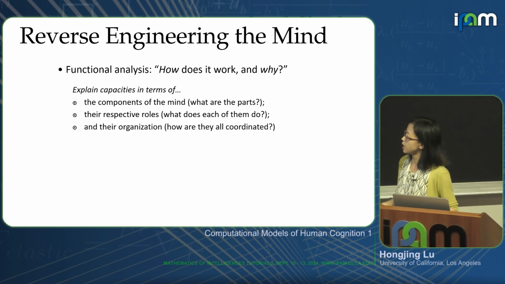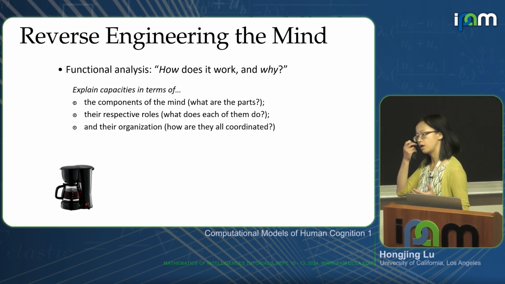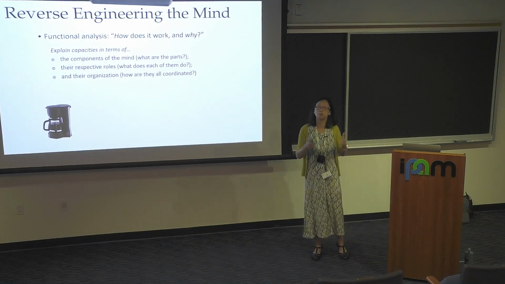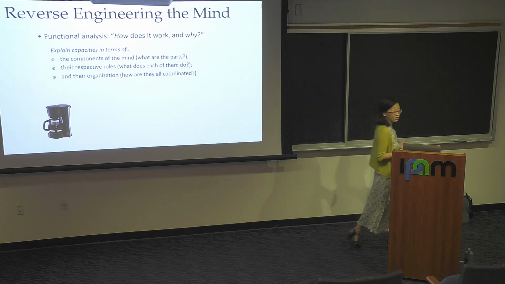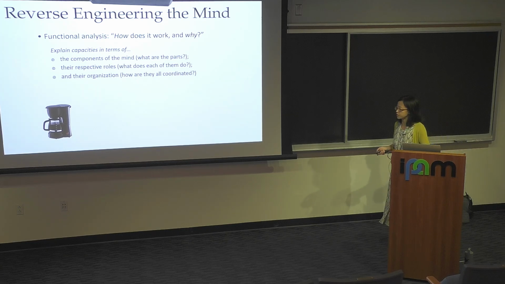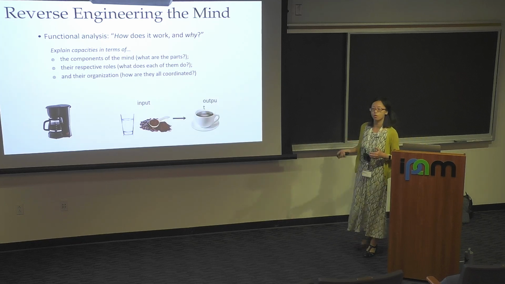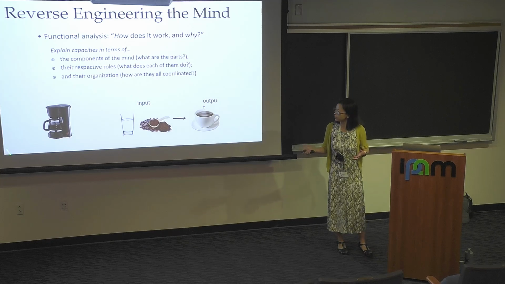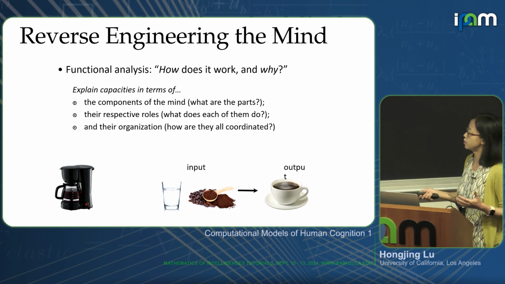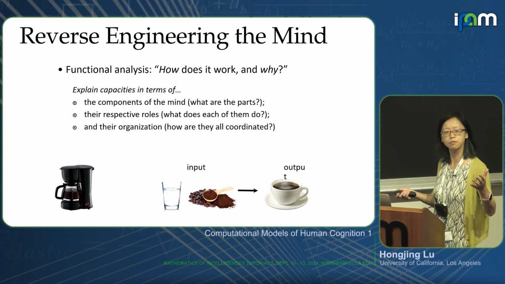One way to think about it is that any system has input and output. The simplest information processing system is what you used this morning, your coffee maker. You have the input, the water and the coffee, and eventually the output will be a cup of hot coffee.